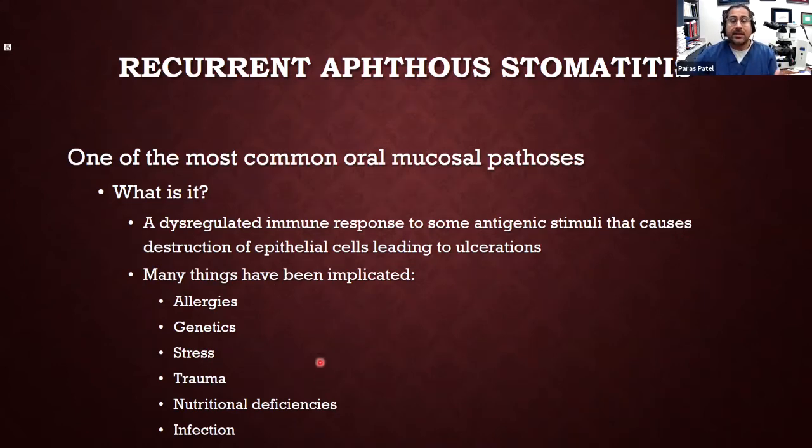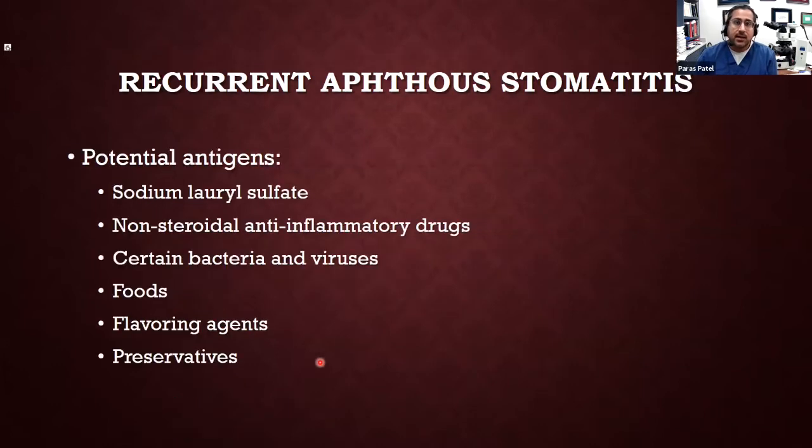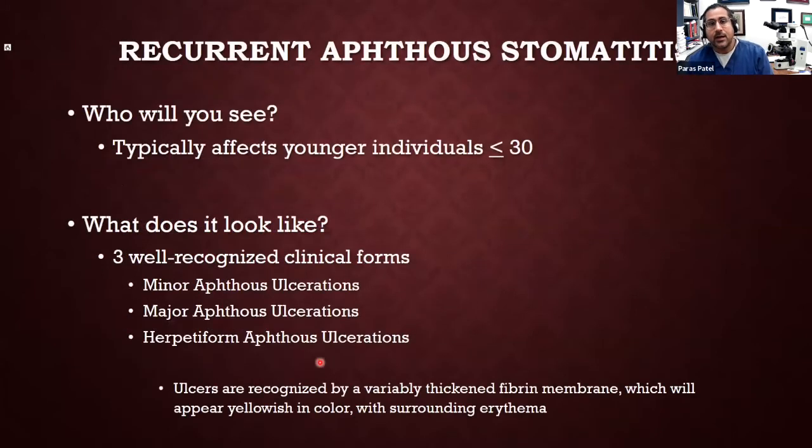Many things have been implicated, and the big thing to remember is it's probably different things for different folks, right? So there's SLS in toothpastes and other products, non-steroidal anti-inflammatory drugs, certain bacteria and viruses, foods, flavoring agents, preservatives, lots of different potential antigens that you could look at. Most often this happens in young kids. There are some underlying genetic susceptibilities. I've managed a handful of patients where their parents, one or two or both, have had a history of aphthous stomatitis when they were younger.